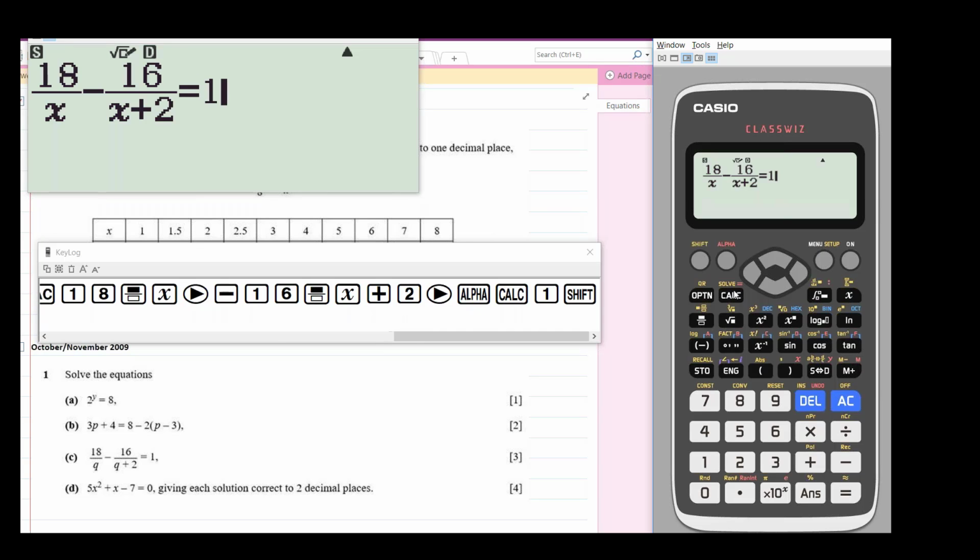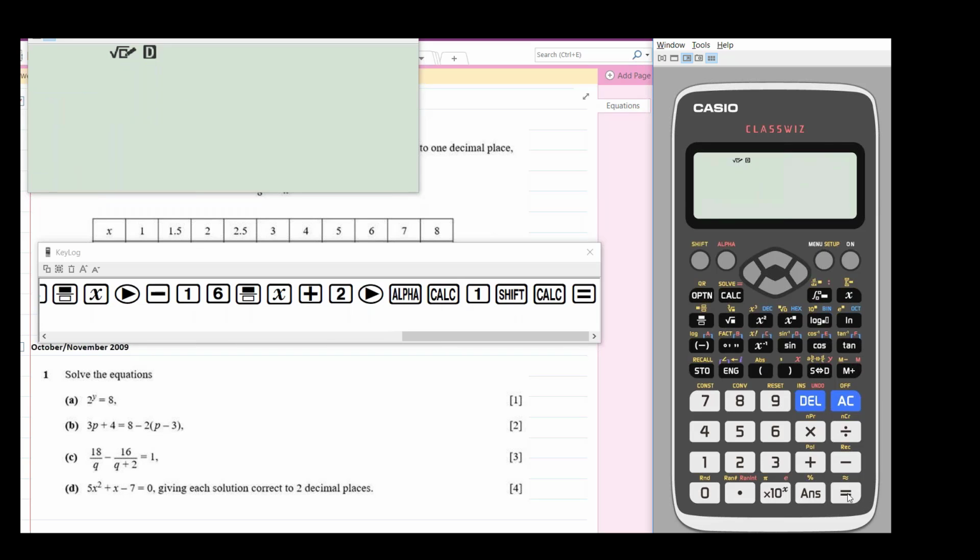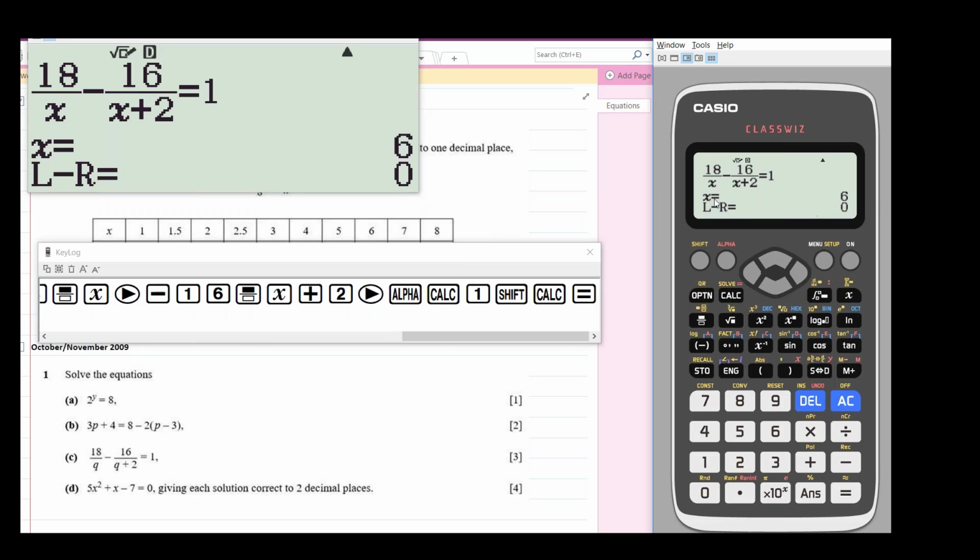Now you need to press shift and then solve. Suppose the x value is 2, so it's 6. So L minus R is 0. Again the x value is correct.